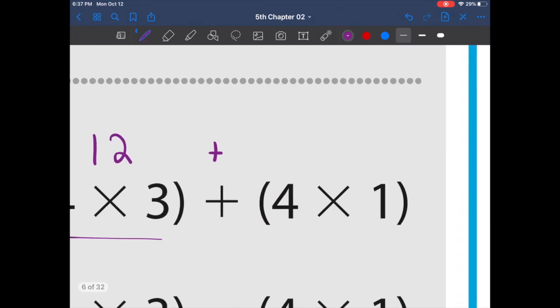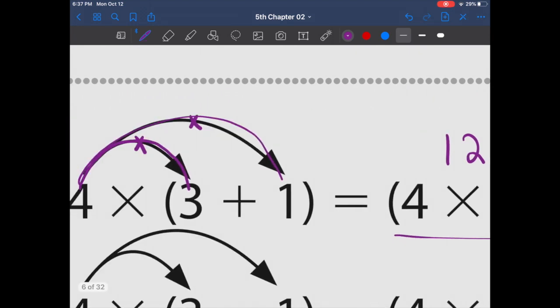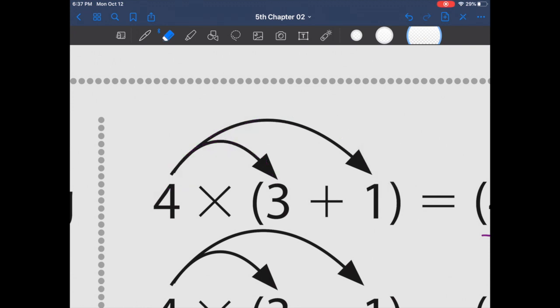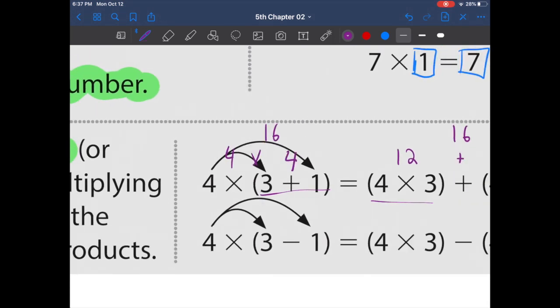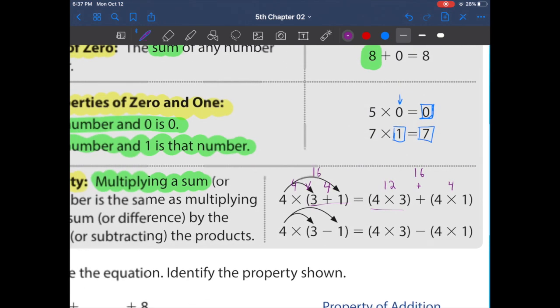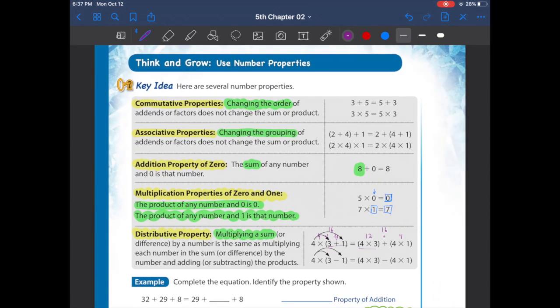So 4 times 3 we know is 12. And then 4 times 1 is 4. And 12 plus 4 gets us 16. The same thing if we didn't do the distributive property here and we did parentheses first. We know 3 plus 1 is 4. And 4 times 4 is 16. Okay. Now this is going to make a lot more sense once we do a lot of practice problems.